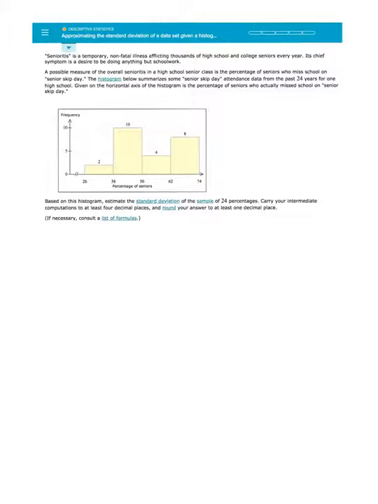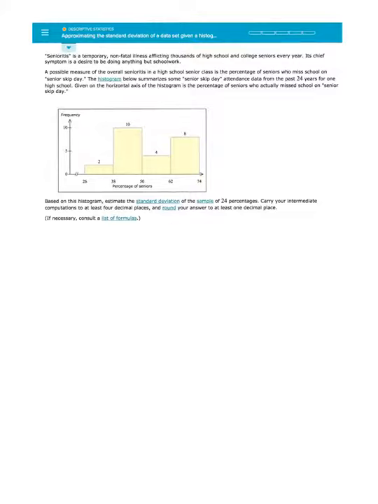The histogram below summarizes some senior skip day attendance data from the past 24 years for one high school. Given on the horizontal axis of the histogram is the percentage of seniors who actually missed school on senior skip day. Based on this histogram, estimate the standard deviation of the sample of 24 percentages. Carry your intermediate computations to at least 4 decimal places and round your answer to at least 1 decimal place.